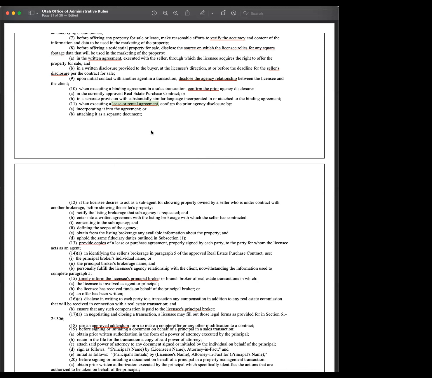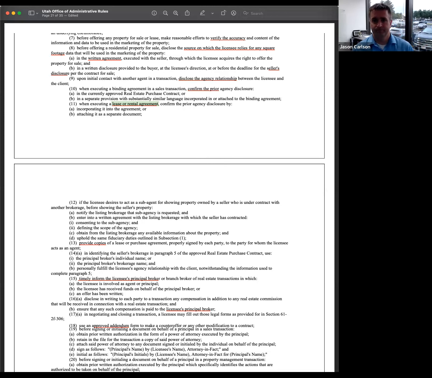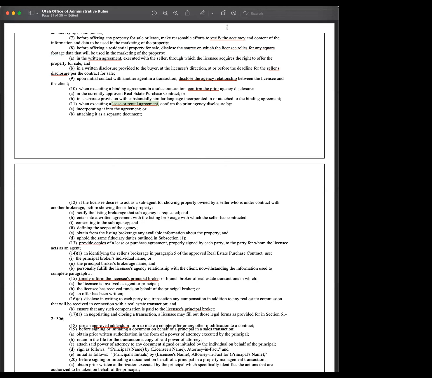So I could put it in the lease contract, and then do an addendum to the buyer broker agreement, so it's double understood.